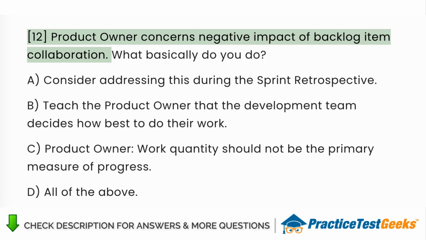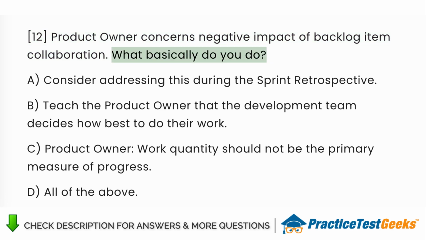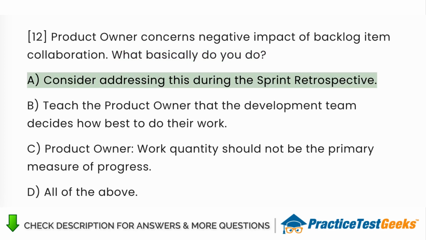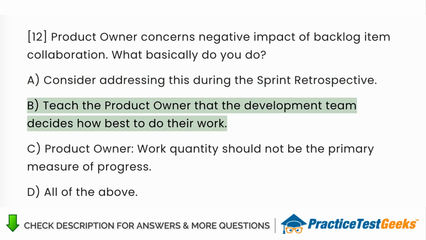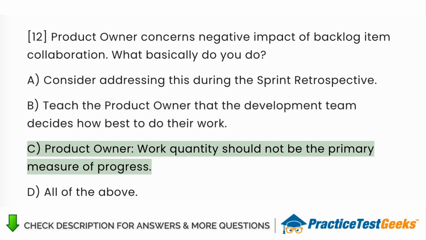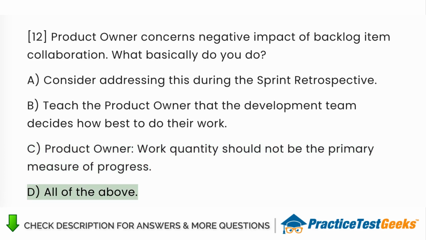The product owner has concerns about the negative impact of backlog item collaboration. What basically do you do? A. Consider addressing this during the sprint retrospective. B. Teach the product owner that the development team decides how best to do their work. C. Tell the product owner that work quantity should not be the primary measure of progress. D. All of the above.